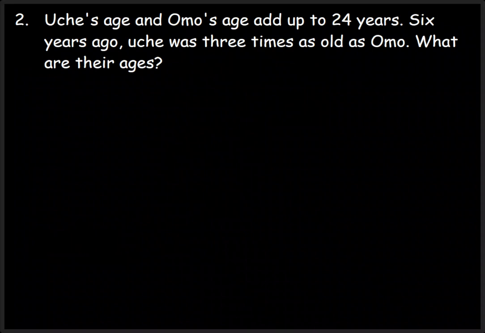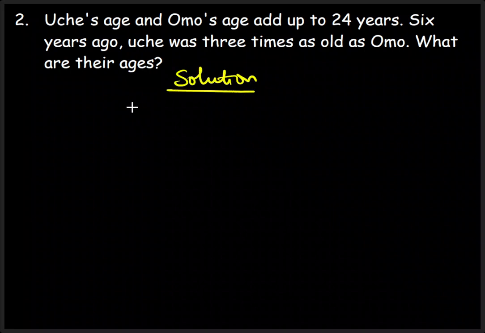Let's move to number 2. Number 2 says Uche's age and Omo's age add up to 24 years. All right, let's look at this. Uche's age and Omo's age. We don't know Uche's age, we don't know Omo's age, and those are their present ages.